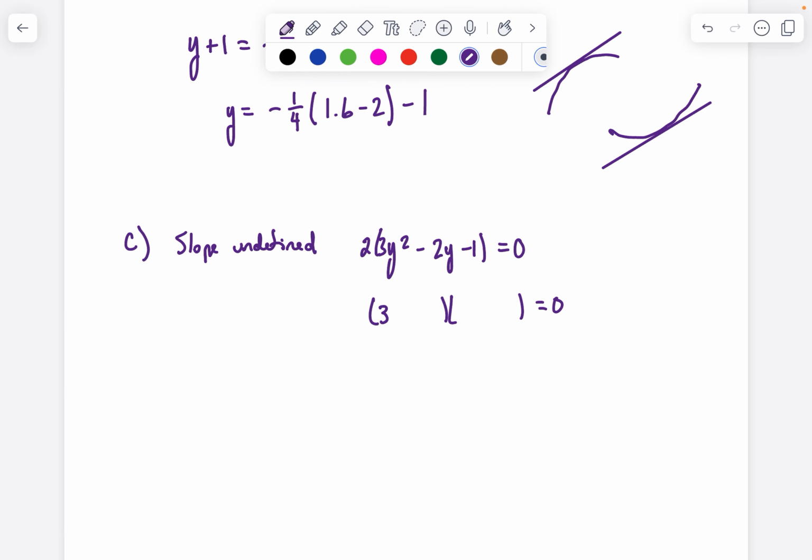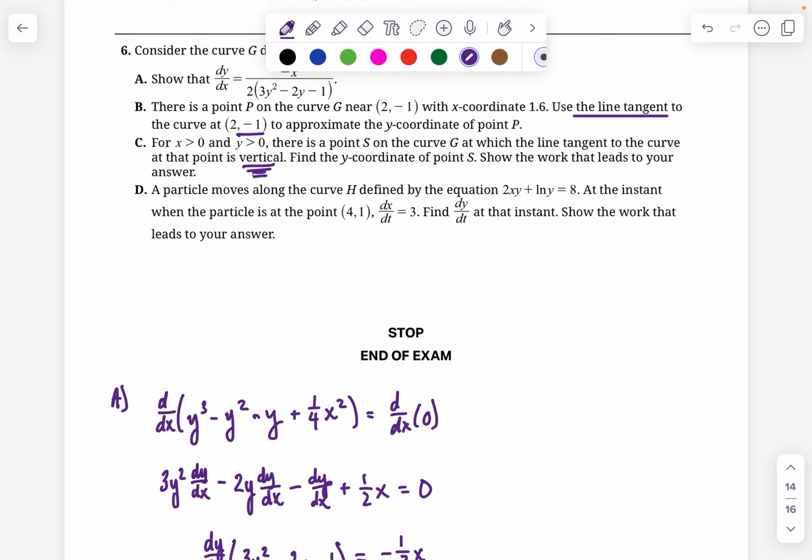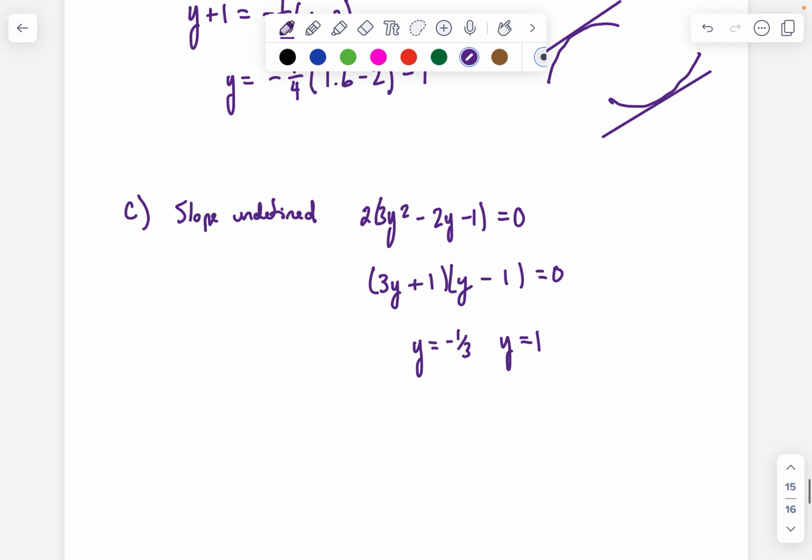So when we factor it, we get 3y and y. And then if I put the 1 over here and 1 here, so then this is going to be negative 3y and plus 1. So then we get two y values. We get when y is negative 1/3, and we also get when y is 1. But remember up here they told us that the point S is for when x is greater than 0 and y is greater than 0. So that means that we can throw out that negative solution, and our only answer is y equals 1.